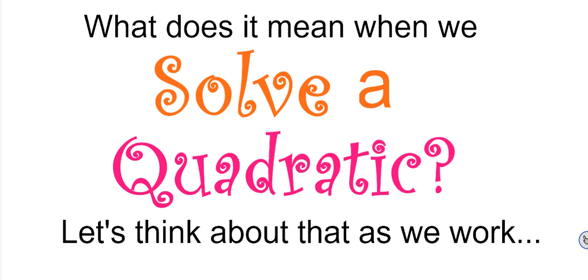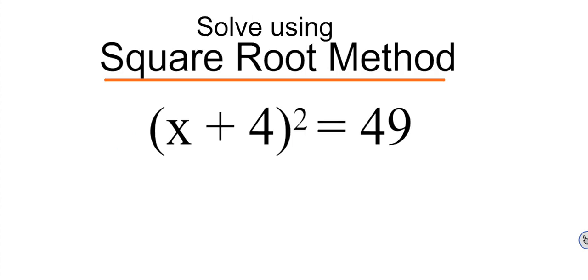Well, let's talk about what it means to solve a quadratic. Basically, when we're setting a quadratic equal to 0 and we're solving, we're actually finding the x-intercepts, right? We're finding out where that parabola, when we graph the quadratic, crosses the x-axis. So that's what we're actually solving. There's a couple different methods to solve quadratic equations, and the first one's the square root method.